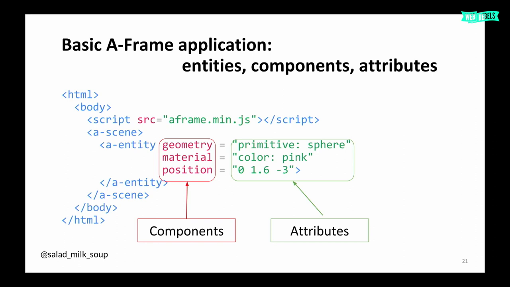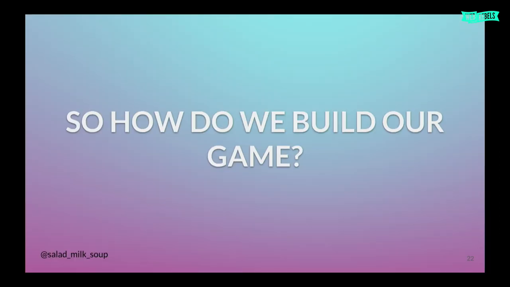Other attributes could be like color. If you are using any sort of textures, which I'll get to in a bit, you can also put the source files in there, like links to the files and so on. With position, you can add the coordinates and so on.